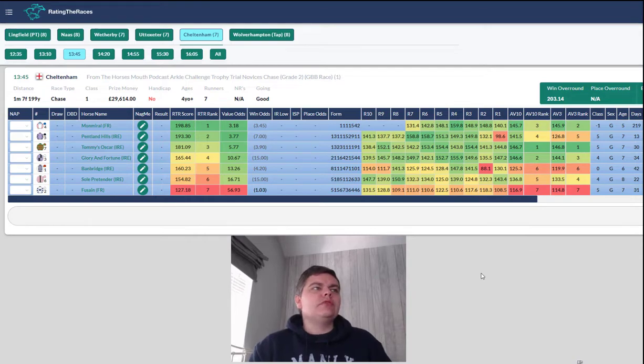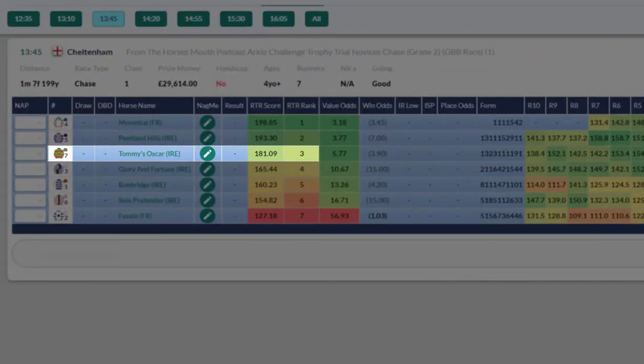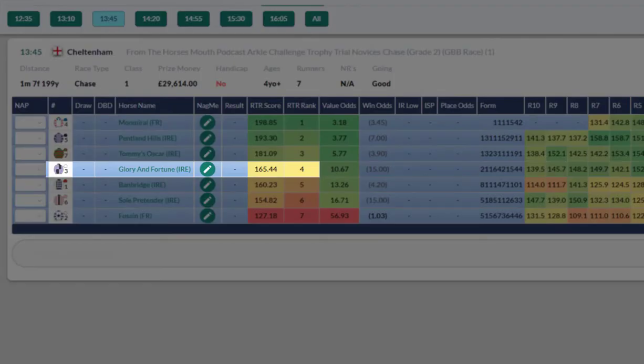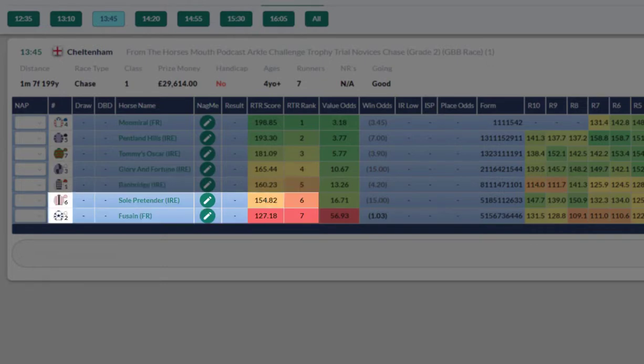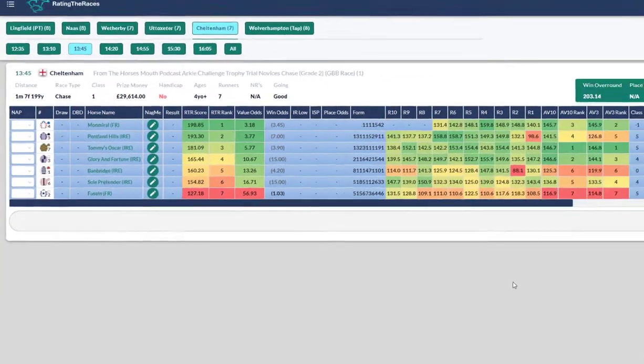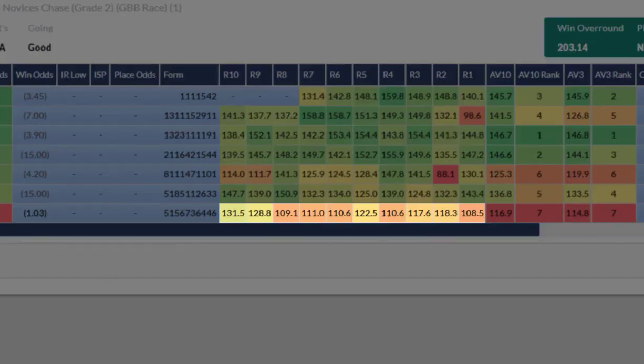Of those behind, I know Pentland Hills has had a lot of trouble. He won a race last time out, which was a walkover. He didn't jump a fence, so he's still got to jump fences. Although it might look like he's got chase experience, he actually hasn't. Tommy's Oscar won a match race, but I've never quite rated Tommy's Oscar. Glory and Fortune is a very good handicapper, don't get me wrong, but he's a handicapper, and if he beats those at the top of the ratings here, I'd be very disappointed with this race in general. Banbridge, not a big fan of Banbridge, to be honest, and Sol Pretender and Fusain, I don't think are going to, well, Fusain definitely isn't. I'm never a fan of horses like these running in a grade two. Look at his R figures, they're just ridiculously low compared to the rest of the field.